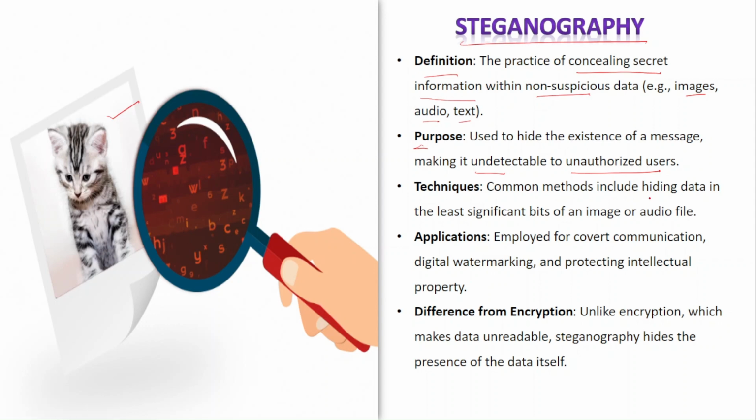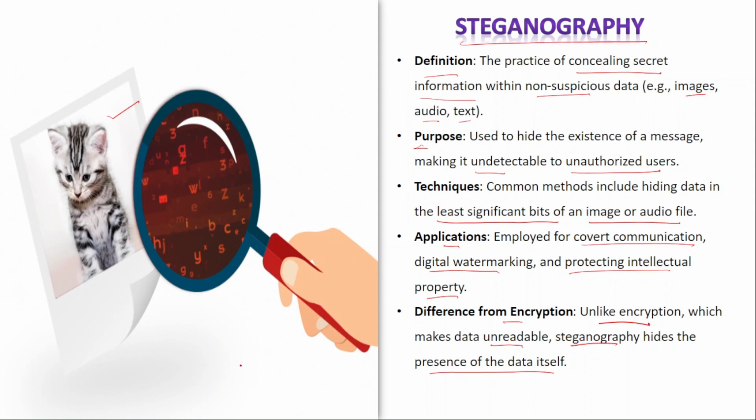Techniques: common methods include hiding data in the least significant bits of an image or audio file. Applications: it is employed for covert communication, digital watermarking, and protecting intellectual property. Difference from encryption: how is steganography different from encryption? Unlike encryption, which makes data unreadable, steganography hides the presence of the data itself.